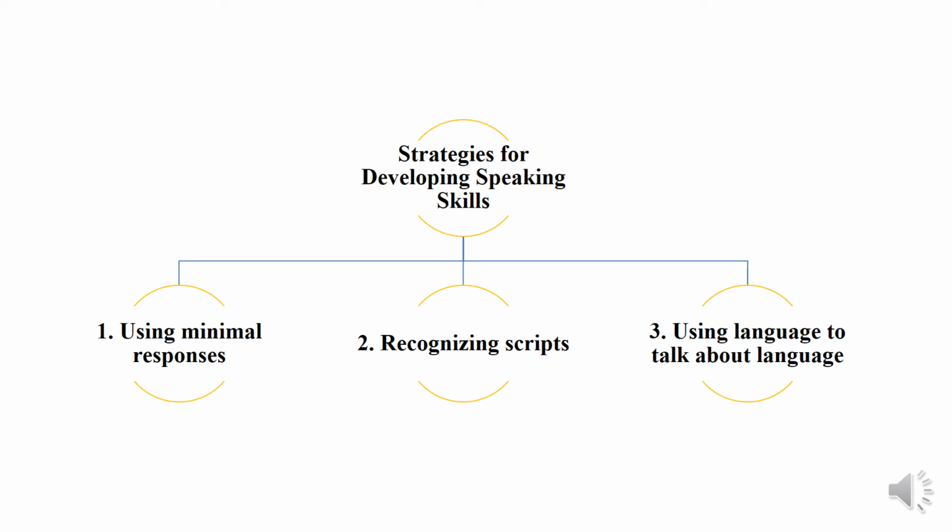Here are some strategies for developing speaking skills. The first one: using minimal responses. What do we mean by minimal responses? It means understanding, agreement, doubt, and other responses. Also, we have recognizing scripts. Okay, is that apologies? Is that greeting? Is that compliments? Is that an invitation? And so on. The third strategy is using language to talk about language.